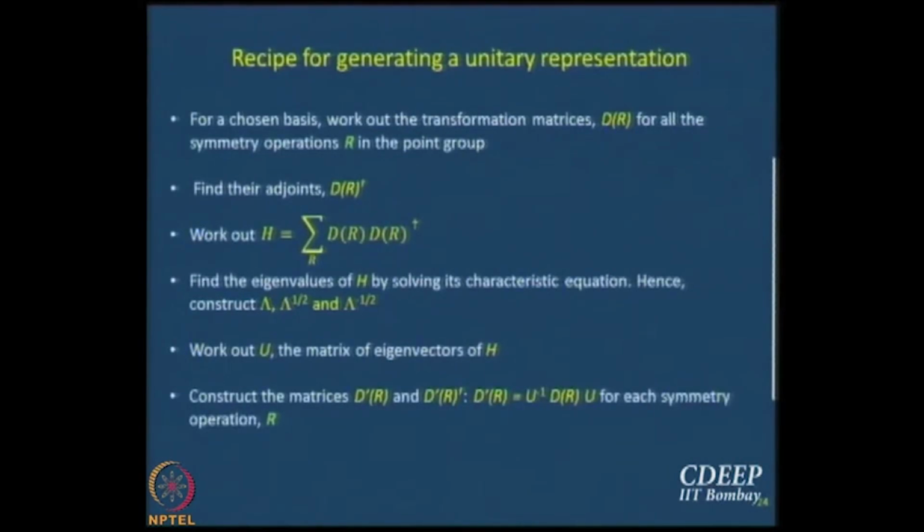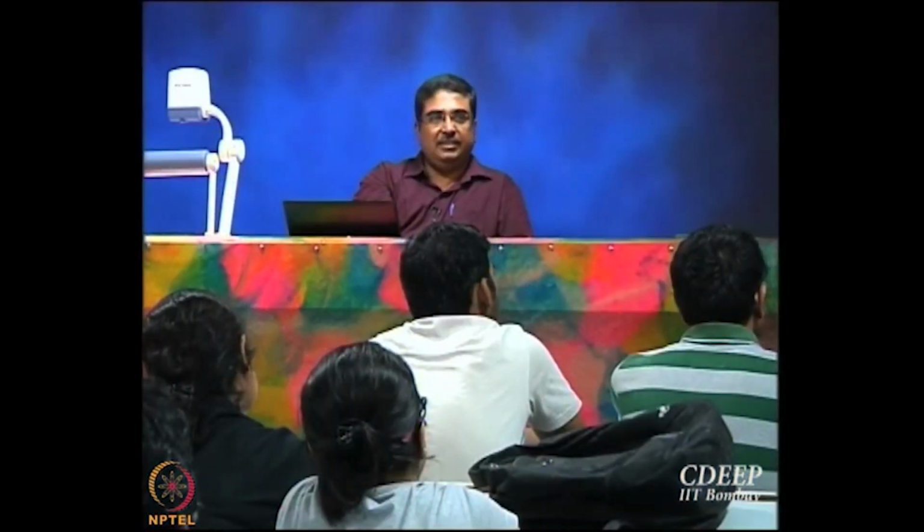And then once you have got U, you can work out the d prime R matrices by performing the similarity transformation. And finally, since you know lambda already, you work out the unitary matrices by performing the second similarity transformation on the d prime R. So now, irrespective of what basis I have started with, I can convert all the matrices to unitary matrices and thereby generate a unitary representation. Okay? So that is something that we should be able to do.